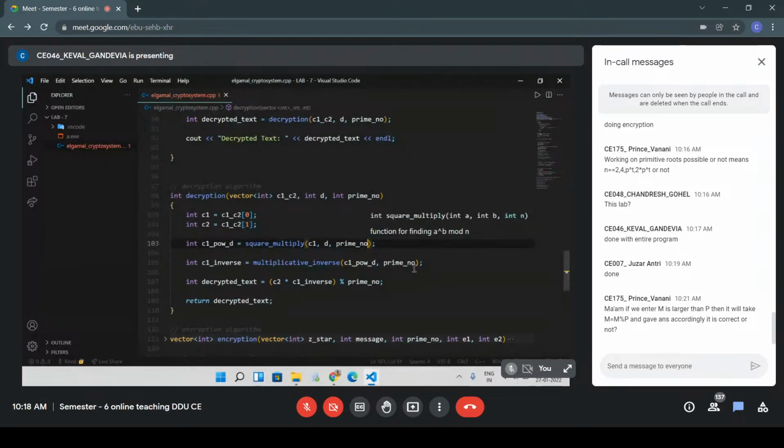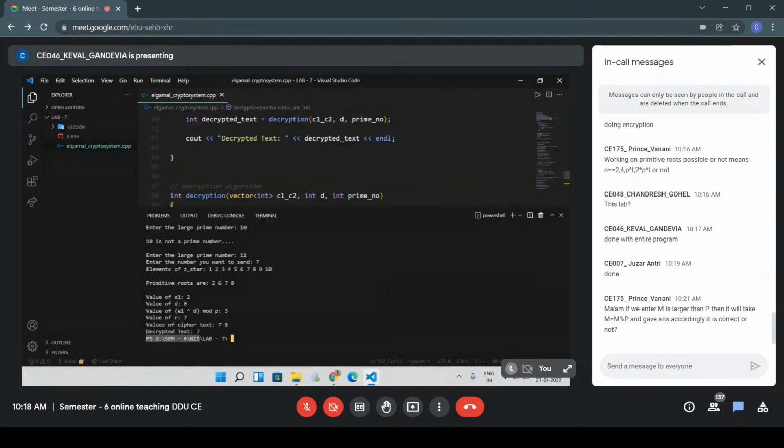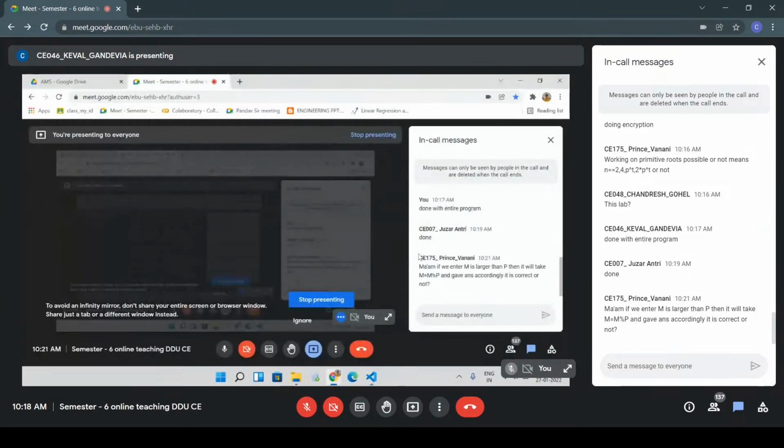It is in the range. Yes, Prince, you are correct. See, Keval, in this you have taken a very small number. But if you take a very large number, then you have to take the mod operation also, because right now you have not taken mod. I told you that first you perform square and multiply, mod P. Then whatever number you get, you have to perform the inverse mod P, and then again multiply, and then again perform mod.